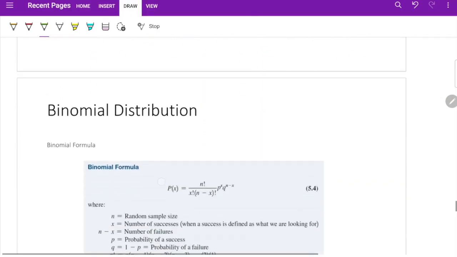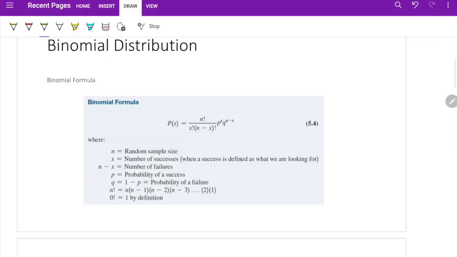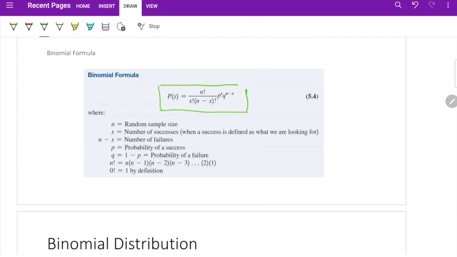Now, for the binomial distribution, how do we find the probability of something occurring? We use this formula. But actually, I will not use it. I will use Excel. So in the next video, I'm going to show you how to use Excel to solve these examples. But let's understand these pieces.